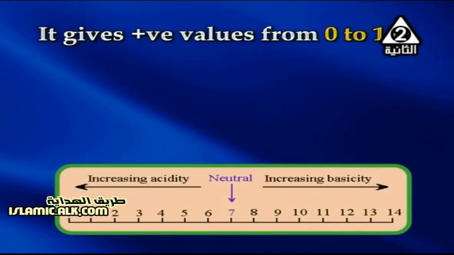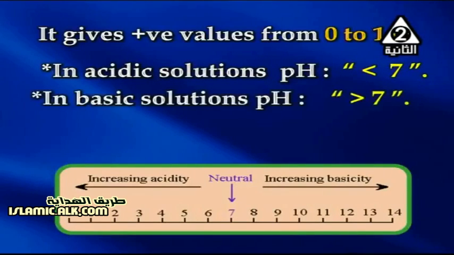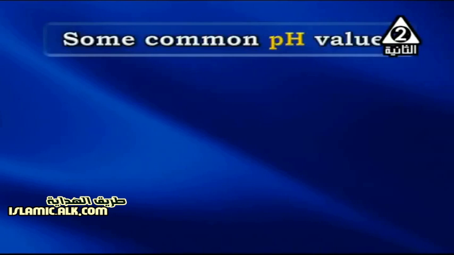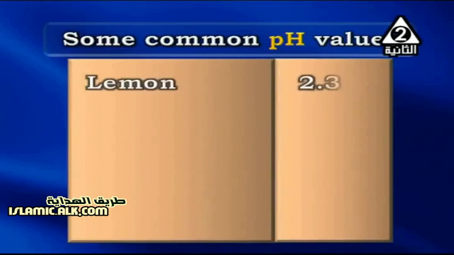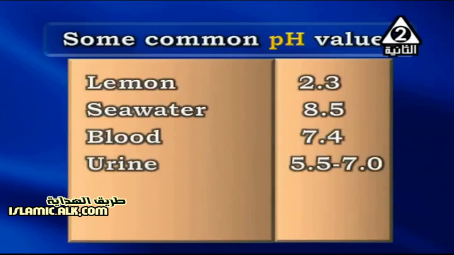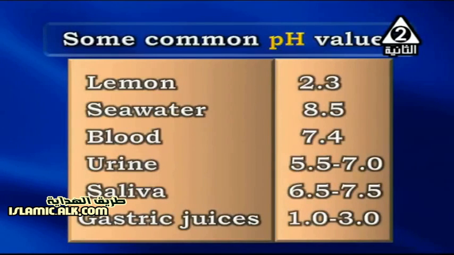My dear students, as shown on the screen, we have the pH scale, which ranges from 0 to 14. In acidic solution, pH is less than 7. In basic solution, pH is more than 7, while in neutral solution, pH equals 7. My dear students, some common pH values for your knowledge only: lemon 2.3, seawater 8.5, blood 7.4, urine 5.5 to 7, saliva 6.5 to 7.5, and gastric juice 1 to 3.